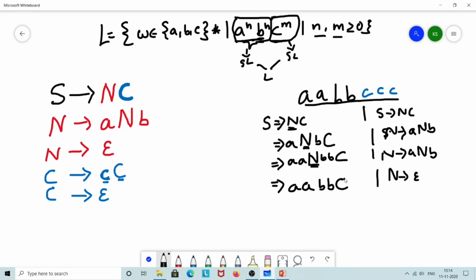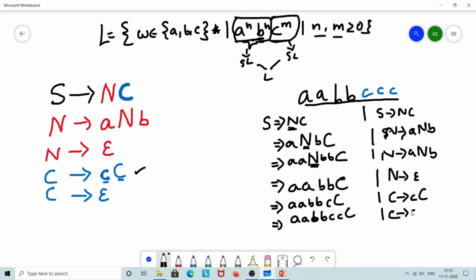Now I am left with the non-terminal C, with which I have to derive three C's, right? So this is what I have: 2 A's followed by 2 B's. Now C is replaced with a small letter c and a capital letter C. This is the rule I apply: C gives small c, capital C. Then again I'll apply the same rule: this C is again replaced, C gives small c, capital C.